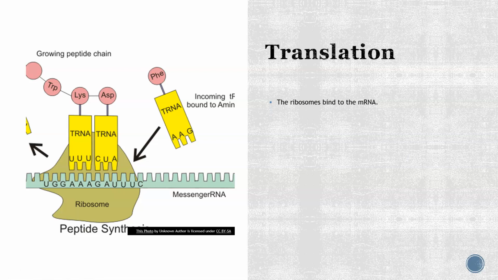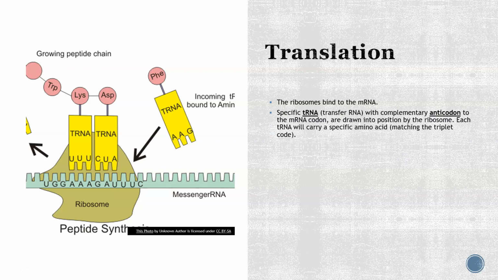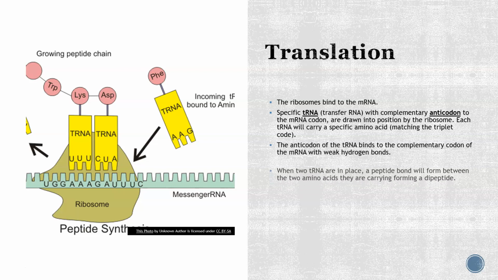Okay, so ribosomes bind to the mRNA. So the mRNA is in place. The specific tRNA, so transfer RNA, with complementary anticodons. So we've got our codons on our mRNA and our anticodons on our tRNA are drawn into position by the ribosome. Each tRNA will carry a specific amino acid with a matching triplet pair. The anticodon of the tRNA binds to the complementary codon of the mRNA with very weak hydrogen bonds. So it's those hydrogen bonds between bases, those base pairs.